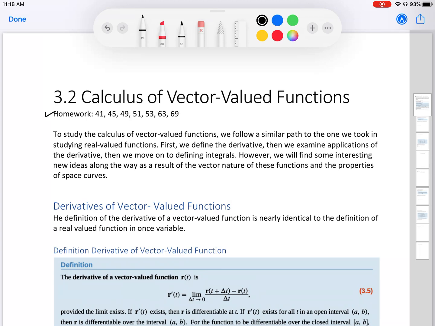To study the calculus of vector valued functions, we follow a similar path to the one we took in studying real valued functions. First, we define the derivative, then we examine applications of the derivative, then we move on to finding integrals. However, we will find some interesting new ideas along the way as a result of the vector nature of these functions and the properties of space curves.